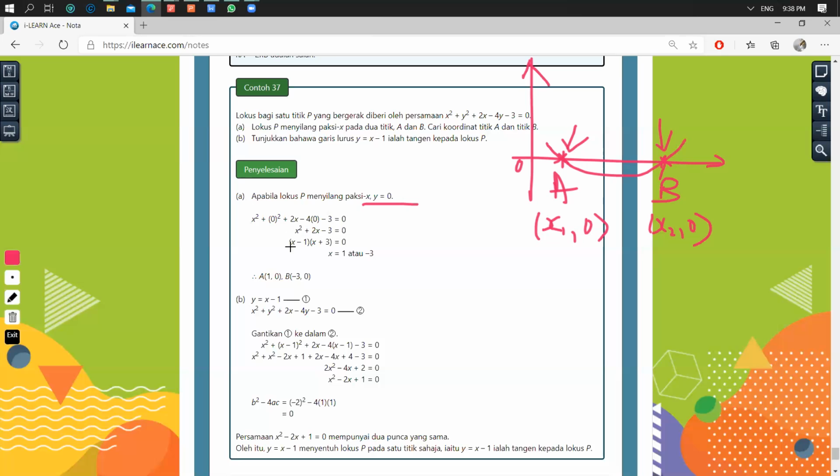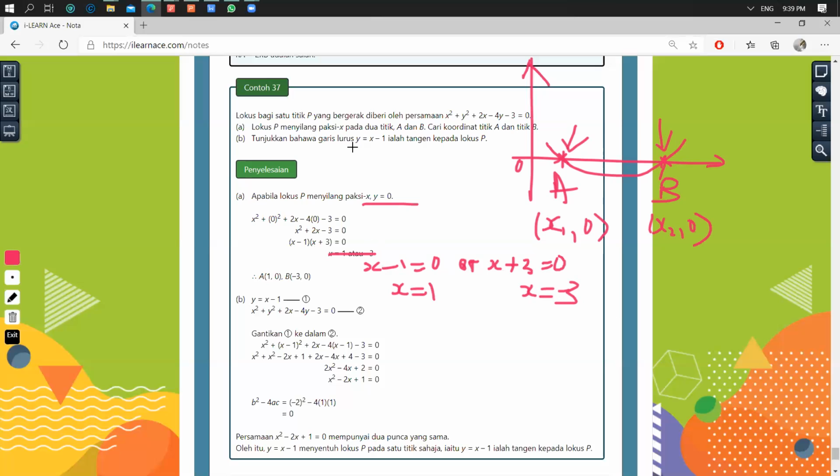Then factorize it. So you're going to get (x minus 1)(x plus 3). Actually, I don't recommend you do this straight away. You should write down x minus 1 equals 0, or x plus 3 equals 0. This one is important, don't skip this, okay? Then write down x equals 1 or x equals negative 3. Don't skip this one. I repeat again, don't skip this one, okay? Now, we got x equals 1, x equals negative 3.